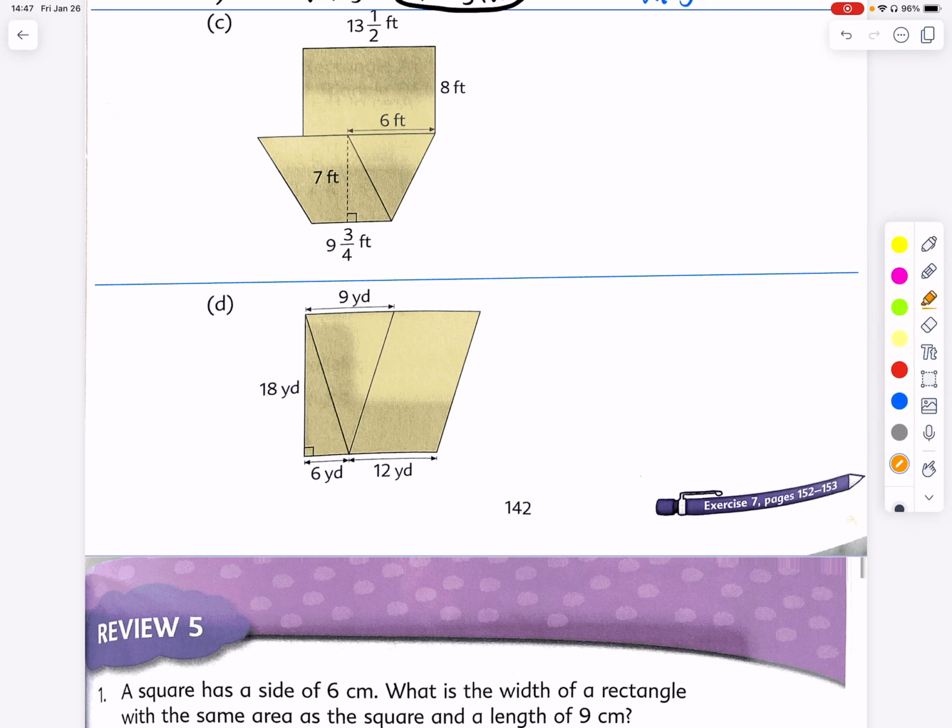Hello, we continue looking at examples of composite shapes and how we find their areas.